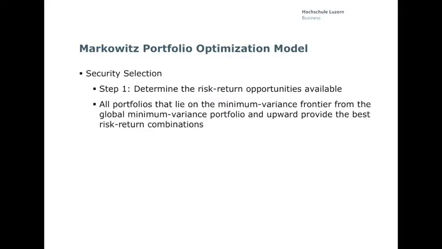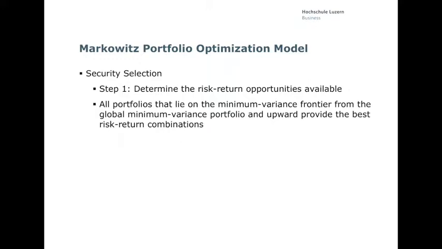Markowitz portfolio optimization model. As we have learned from the previous session, portfolio construction consists of 3 steps. First, we identify the risk-return combinations available from the set of risky assets. Second, we identify the optimal portfolio of risky assets by finding the portfolio weights that result in the steepest capital allocation line. Third, we choose an appropriate complete portfolio by mixing the risk-free asset with the optimal risky portfolio.